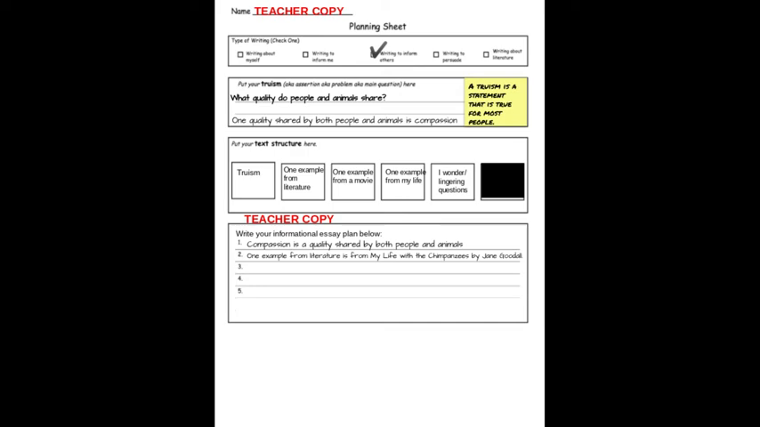Now I'm going to focus on the 3 biggest parts of my essay. These are the body paragraphs, okay? So in the body paragraphs, you're going to write an example from literature, like something that you've read, an example from a movie or maybe a TV show, something that you've seen, and finally, an example from your own life.